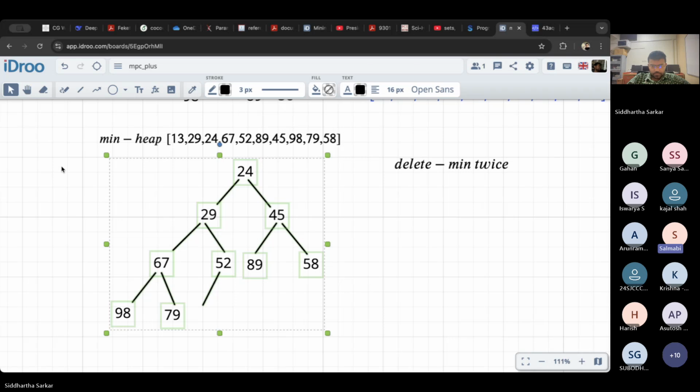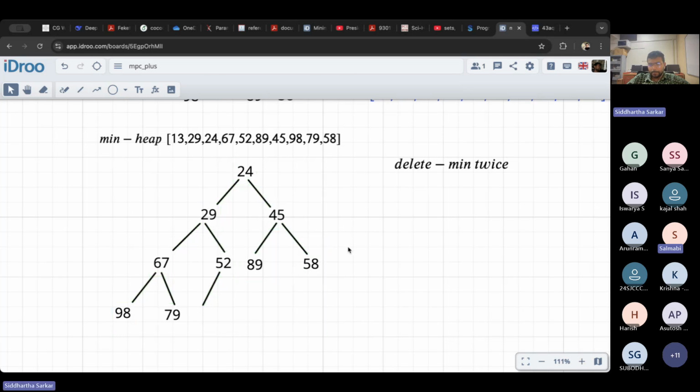Sir, if both are 45, it goes to the left child, I think, because the heap property is going from left to right and top to bottom. So 45 will go to the left child if both are the same, I think. Is it correct? Okay, what are you saying?